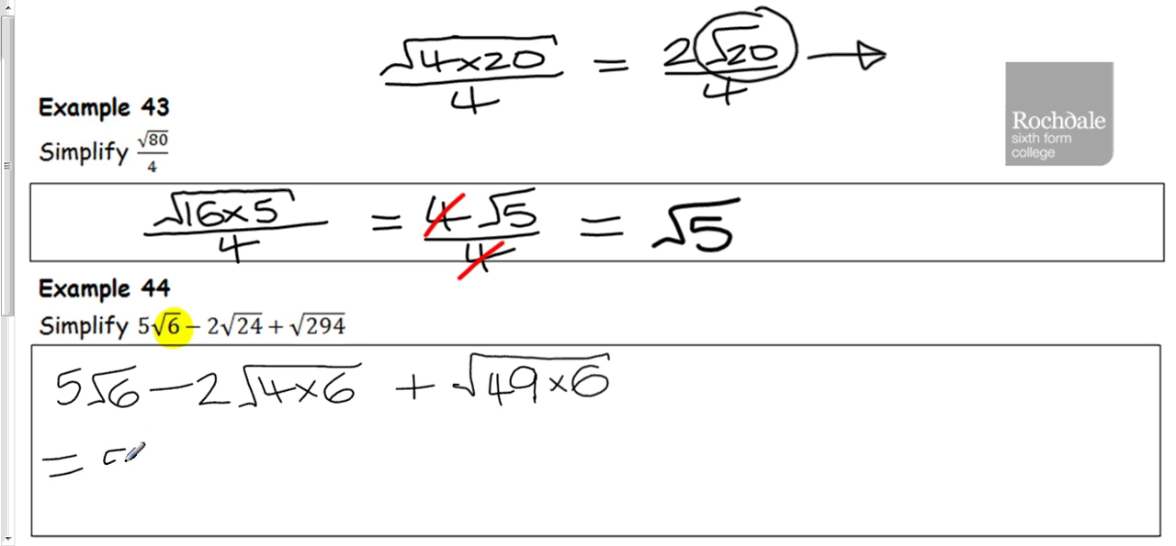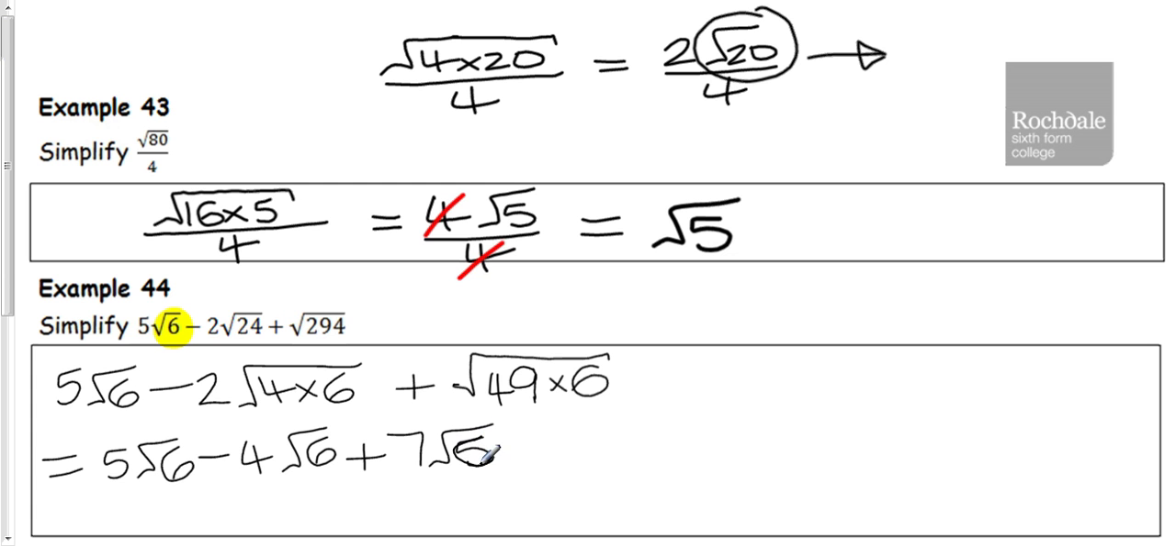So here we go. First term can't be simplified. The second one can though. We've got square root of 4, which is 2, and another 2. The 2 times by 2 gives us 4. Whatever you do, don't change the takeaway in front. Then we've got a plus. Square root of 49 is 7. So that should be a 7, root 6.